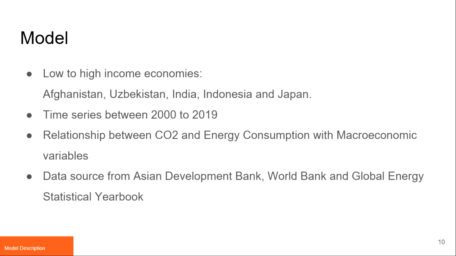Now, let's look into the model description. Our model consists of low to high income countries from Asia. Those are Afghanistan, Uzbekistan, India, Indonesia, and Japan. The sample data for this model are from 2000 to 2019 to find the relation between CO2, energy consumption, and macroeconomic variables. The data sources are mostly from the Asian Development Bank, while the remaining are from the World Bank and the Global Energy Statistical Yearbook.